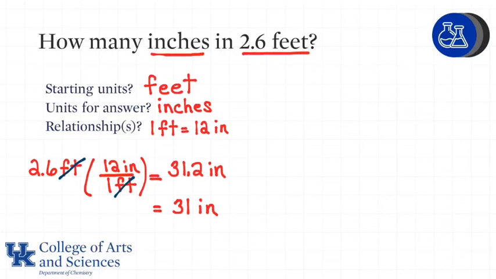The last question we need to ask is, does our answer make sense? So what I want to look at is, what is the inches in 2 feet? What are the inches in 3 feet? And so I see for 2 feet we have 24 inches, for 3 feet we have 36 inches. So if I have 2.6 feet, which is somewhere between 2 and 3 feet, my answer should be somewhere between 24 and 36 inches. And that matches up with what I calculated.